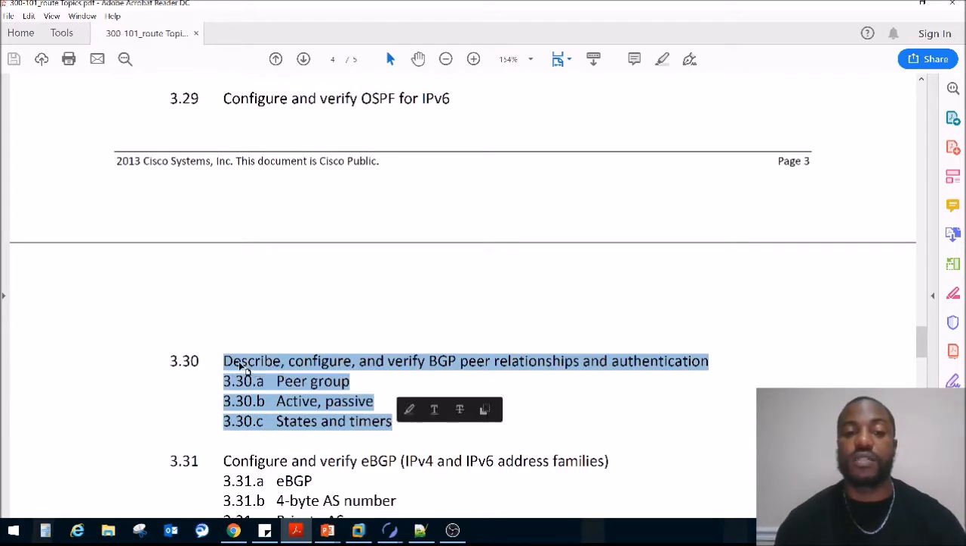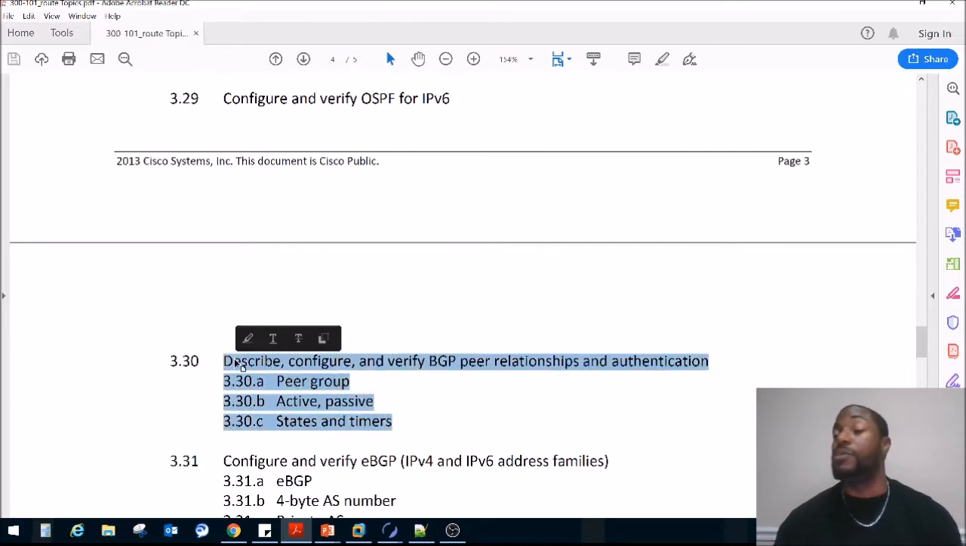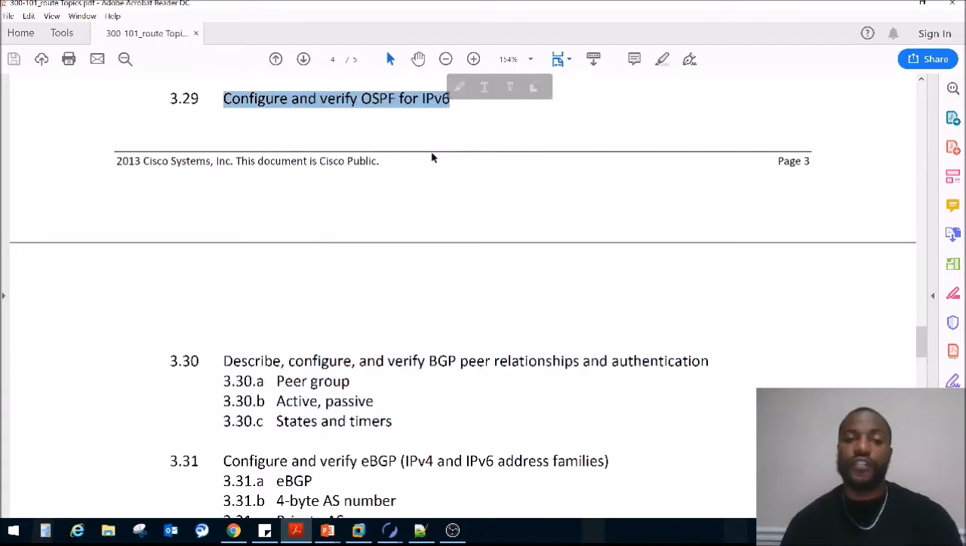But notice it says describe. It also says configure and verify, but it doesn't go that in depth because that would be more CCIE stuff. So configuring and verifying OSPF, we all know what OSPF is. It's a routing protocol. It's open source. You can use it on any router that supports it. This is just the IPv6 flavor of it.